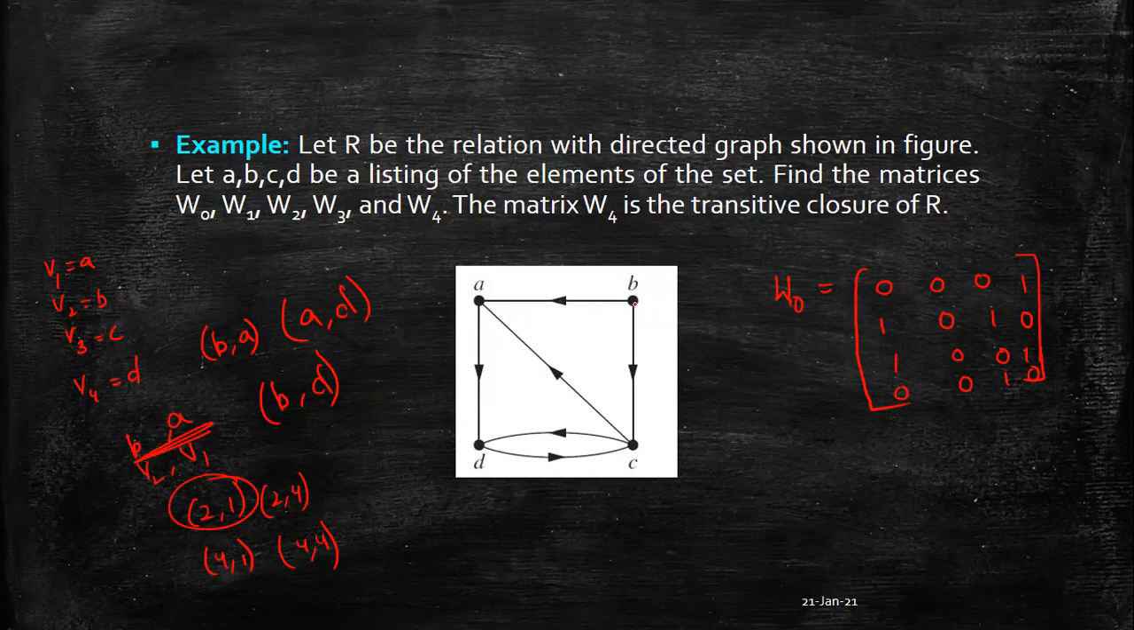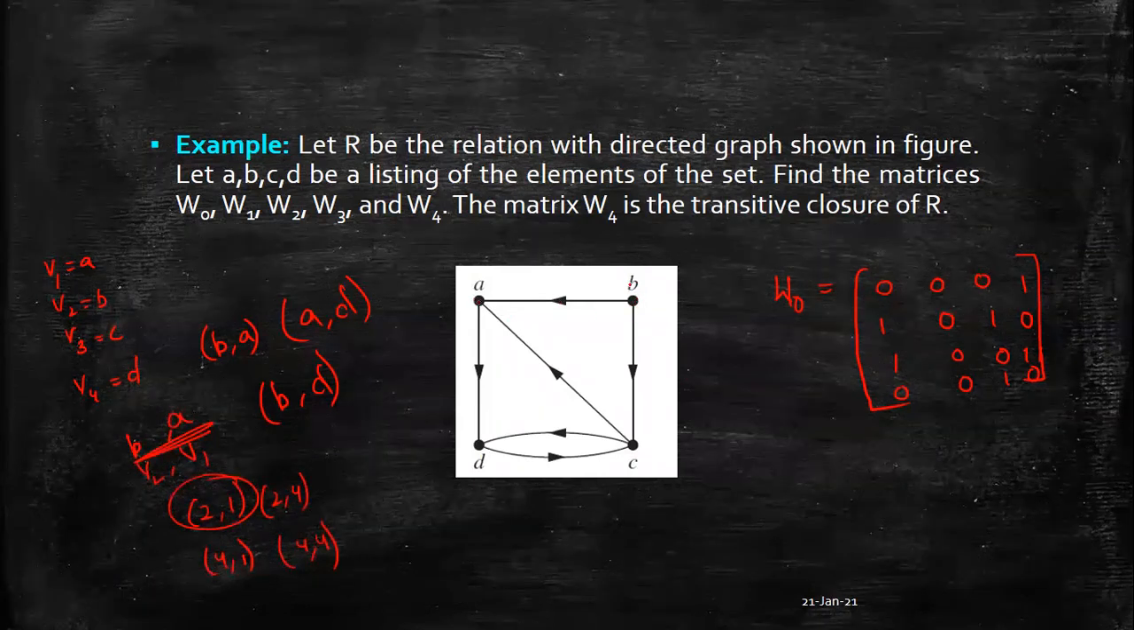Why do we need it? Because we have B to C and C to A. So we need to have BA, which is already there. Now the next one is BD. So from B to D, we already had an edge in our W1. So even that is there.